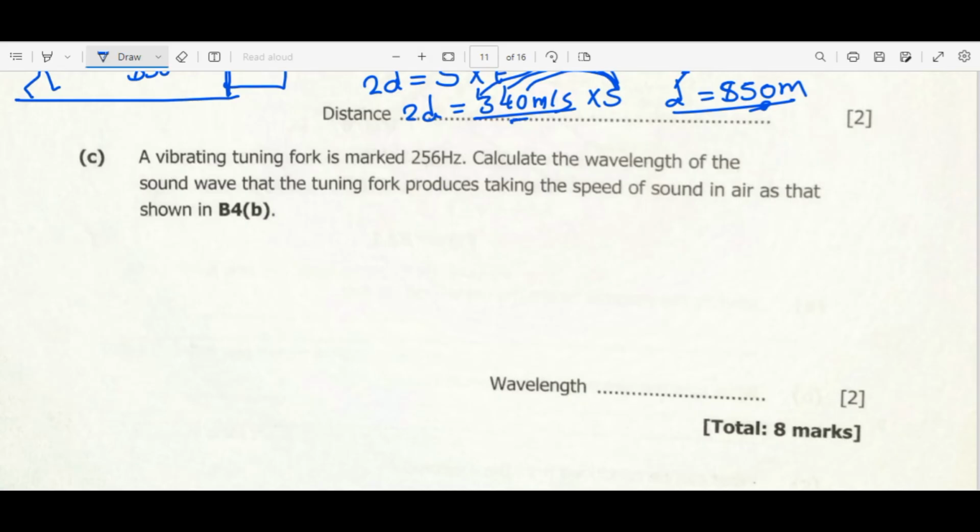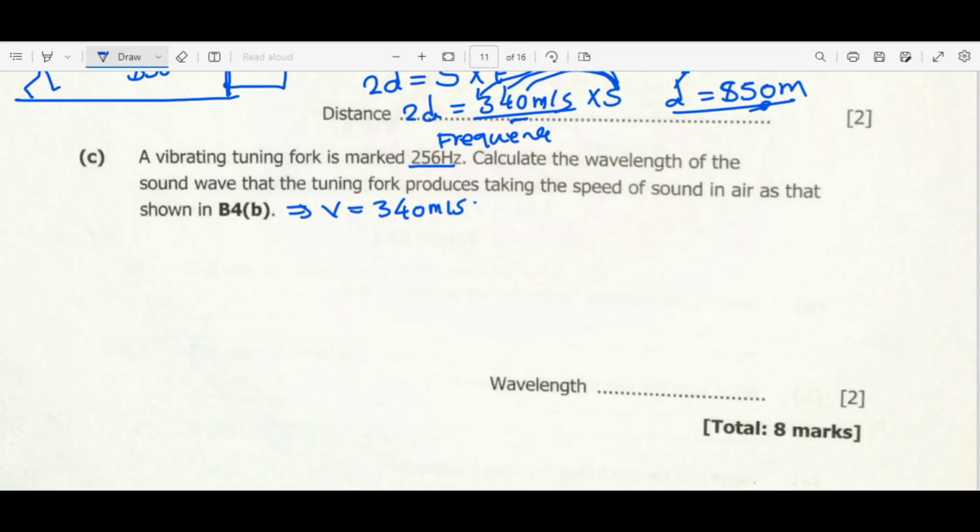A vibrating tuning fork is marked 256 Hz. So this is the frequency. So we have been given the frequency. Calculate the wavelength of the sound wave that the tuning fork produces, taking the speed of sound in air as that shown in B4. So the speed is equal to 340 meters per second.